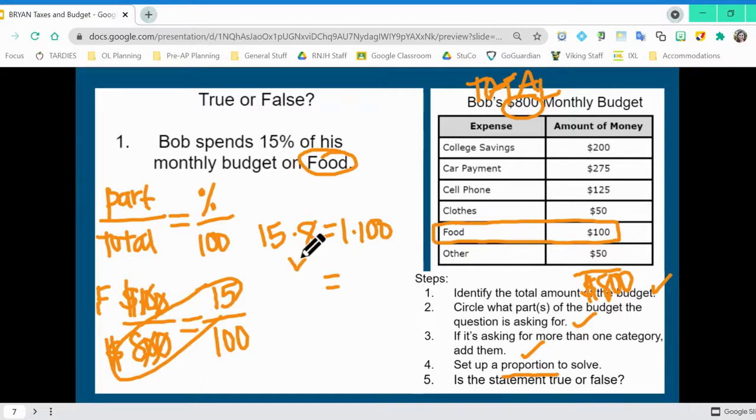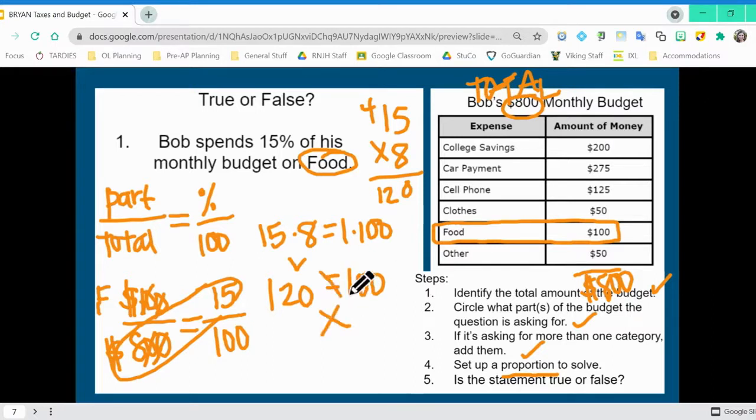So 15 times 8. Let's write that down. 15 times 8 is 120. And 1 times 100 is 100. So did this work out where they were equal? No, they are not equal to one another. So this is a false statement.